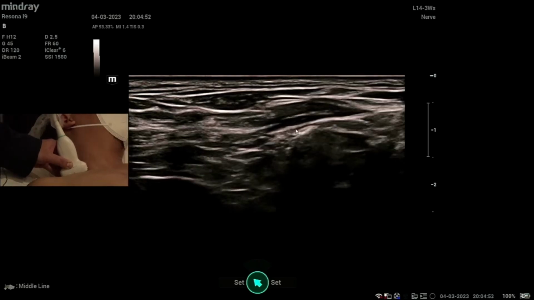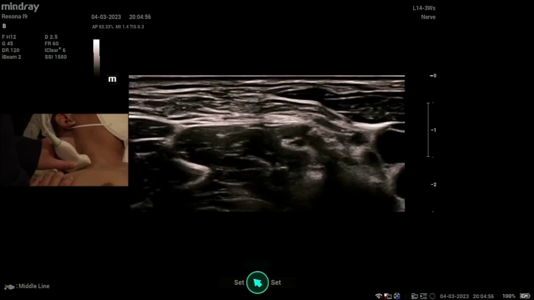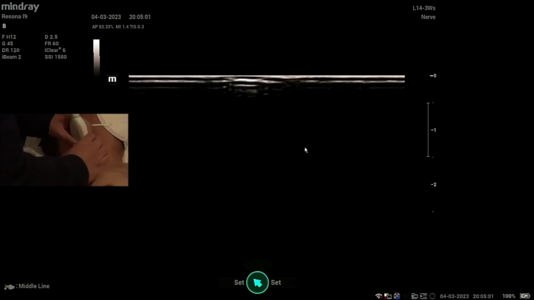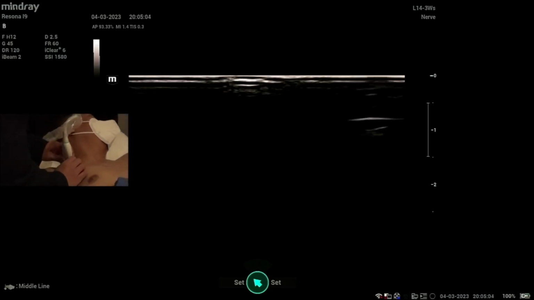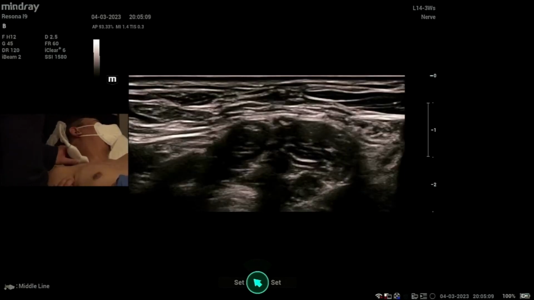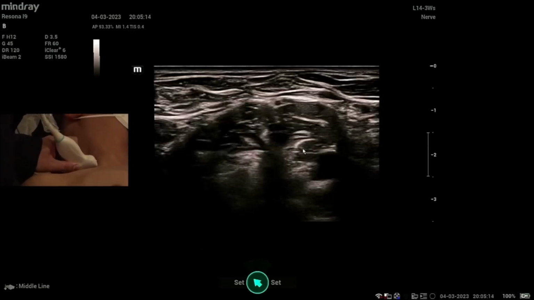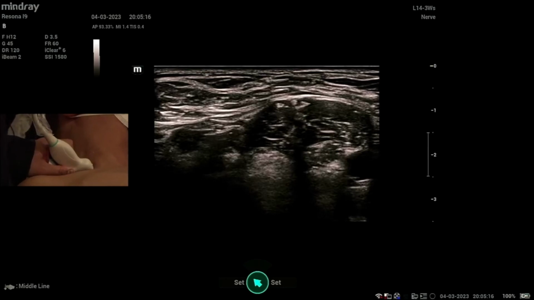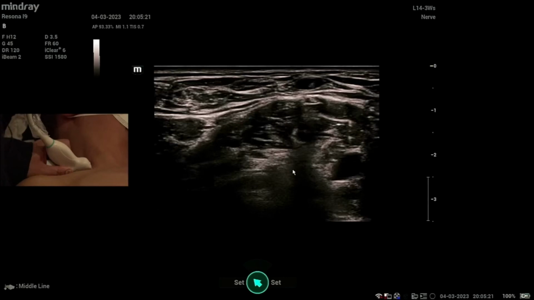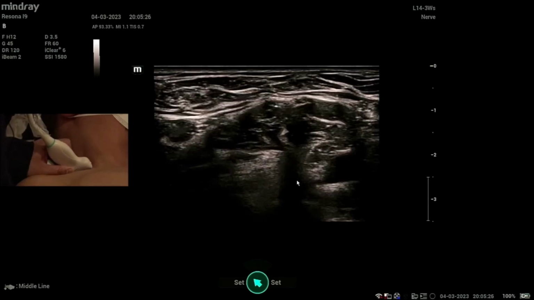Okay, is there any blocks anyone wants to see in the upper limb? Any requests? Can you show the Doppler of the vertebral artery? Vertebral artery. Doppler of the vertebral artery. You got the vertebral artery. Okay. Need to go deeper. Having a bit of difficulty.